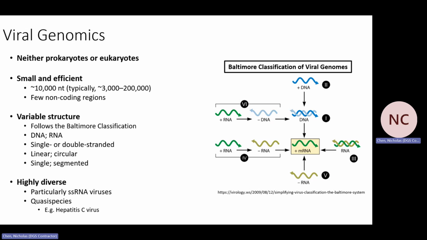Finally, due in part to their small and variable genomes, viruses tend to be quite diverse and can exist in what are referred to as quasi-species, which is a population structure of closely related yet variant genomes related by some mutations.